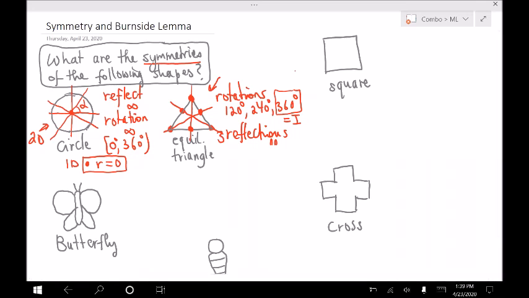What about 0 degrees? Yes, 0 degrees is the same as 360 degrees, and I simply call it I, standing for identity. Some people represent it with the letter E. All right, next, which one do you want? The butterfly or the square? Probably the square, right? So let's check the butterfly in a minute. Okay, so the square next.